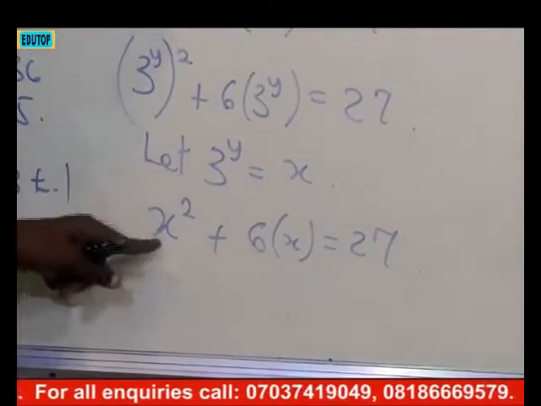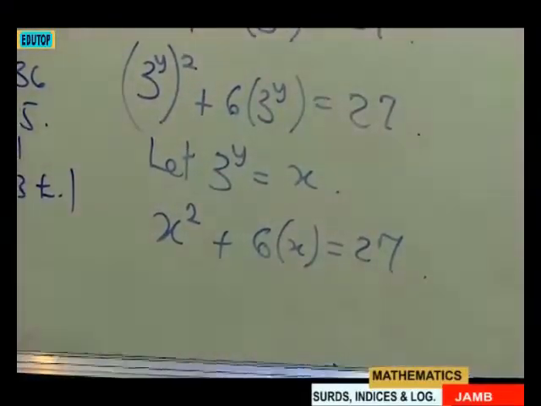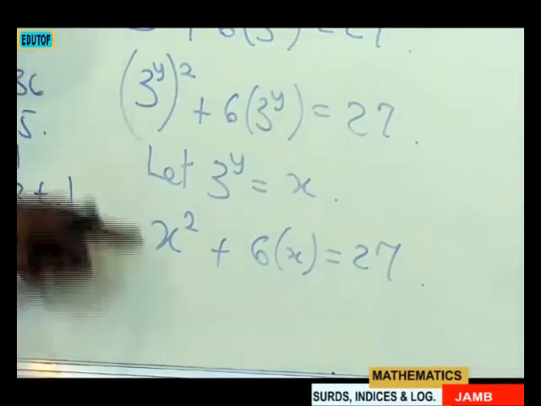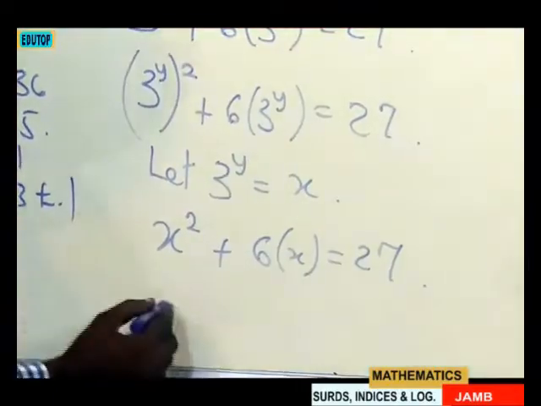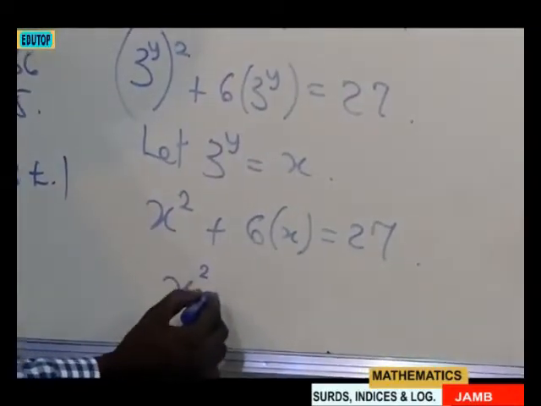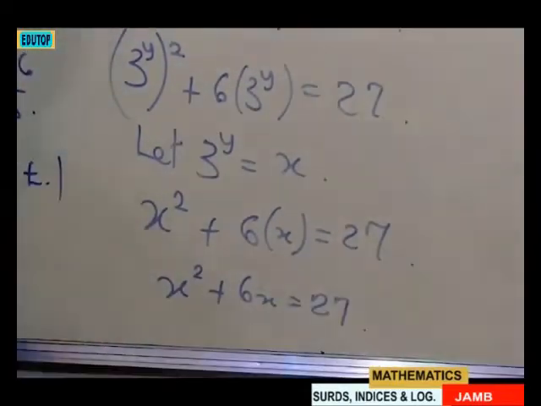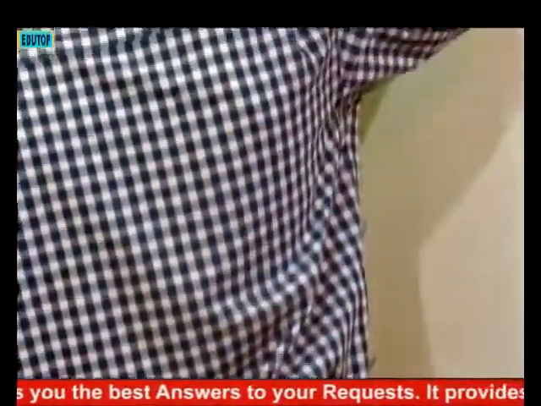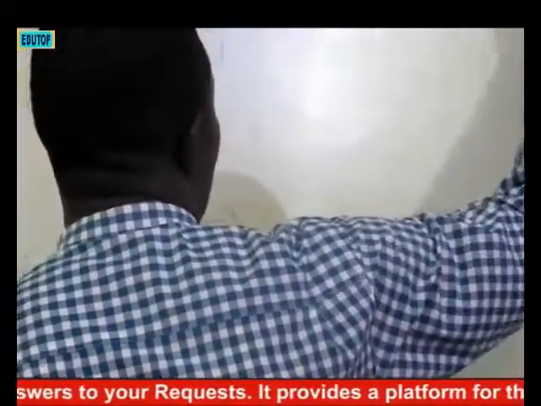Anywhere I see 3 raised to power y, I will replace with x. It is here x squared. It is here 6x equals to 27. So I've succeeded in simplifying this complex situation to what? A simpler situation. I have x squared plus 6x equals to 27. So by so doing, I can transfer this one to the other side so that I can have what is known as quadratic equation. And by doing so, I'll have minus 27 equals to 0.